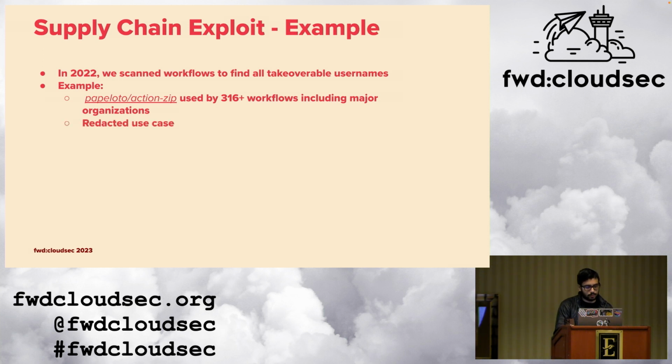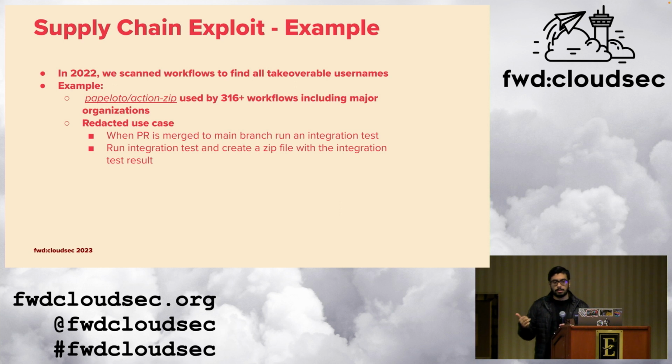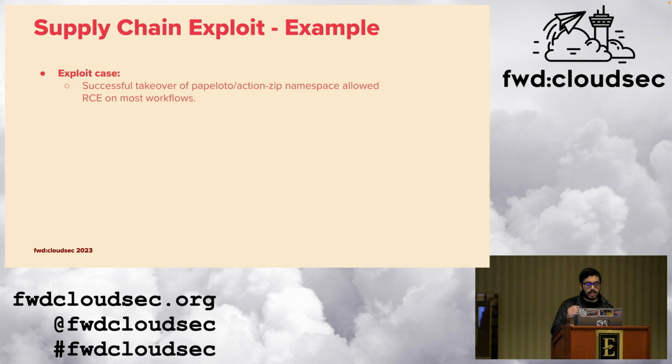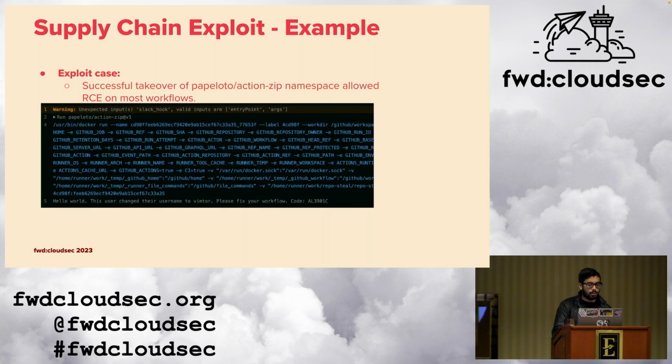Without mentioning the vulnerable organization, one example we saw was they were building an integration suite, which will basically every time when the main branch has a PR merged, run the integration test, get the results, and upload it to their S3 bucket with this action. The issue with that is we were able to fully take over the namespace. We tried running a sample workflow where we basically changed the code to just say, hello world, the username has been changed, with a tag that kind of referenced our internal research tag, which then we tried on our workflow and also the vulnerable company's workflow, and it ended up going through and actually running our command.